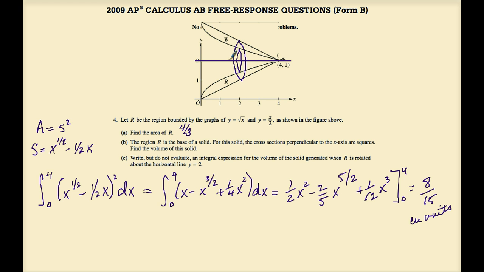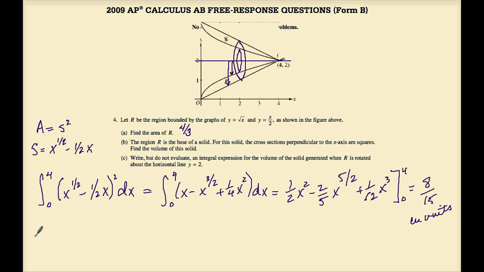Remember, the outer radius is the distance from the axis of rotation to the outer curve, and the inner radius will be the distance from the axis of rotation to the inner curve. The way this will be quantified is from the x-axis. So this distance to the outer radius from the axis of rotation will be 2 minus the function curve x over 2. This inner radius, the distance from the axis of rotation to this function curve, will be 2 minus the distance to that function curve, the square root of x.